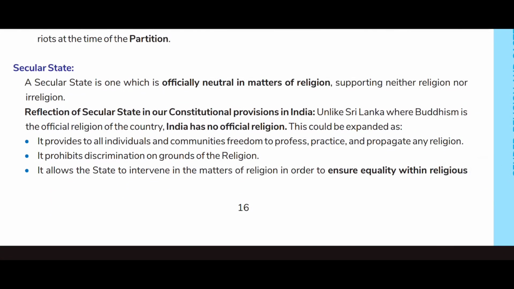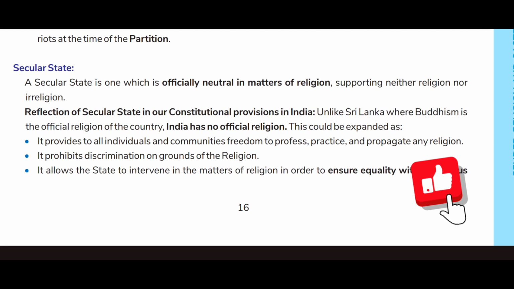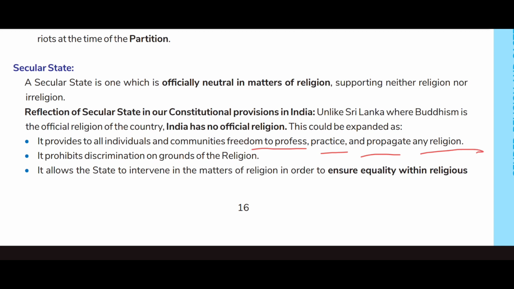Secular state. A secular state is one which is officially neutral in matters of religion, supporting neither religion nor irreligion. Reflection of secular state in our constitutional provisions in India. Unlike Sri Lanka, where Buddhism is the official religion of the country, India has no official religion. It provides to all individuals and communities freedom to profess, practice, and propagate any religion.